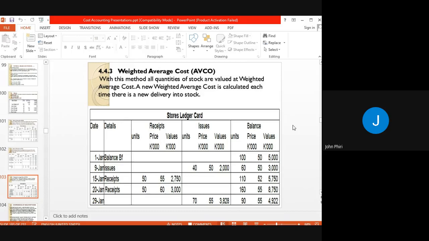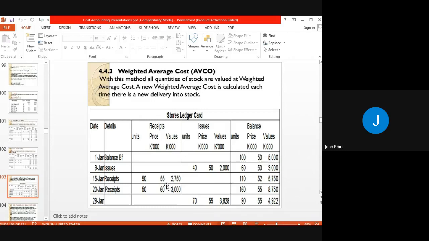Let's start again. On the 1st of January, there was a balance brought forward: 400 units at 50 kwacha, the same amount, 5,000 value. And then we are issuing. We are going to issue at 50. Why? Because we take that 50 to be an average price. How do we arrive at the average price? We take the value and divide by the quantity. It still gives us 50 anyway, so it's the same price. There's no other one. So average is the same there, and that's why it's the same amount there, and our balance is the same.